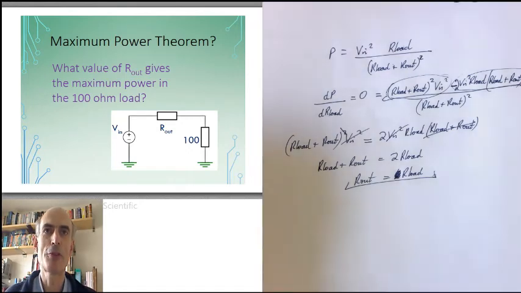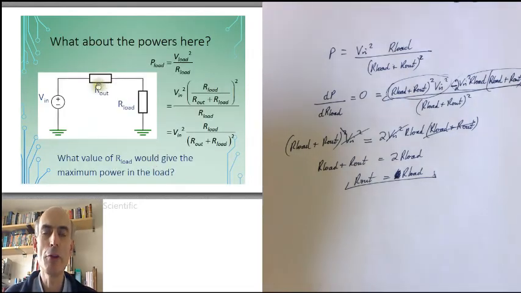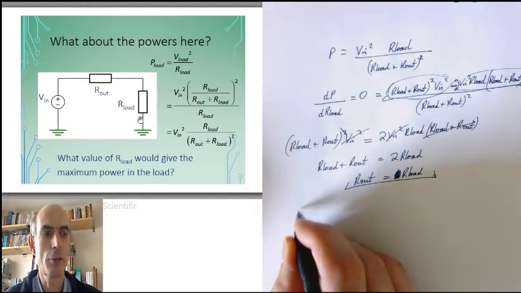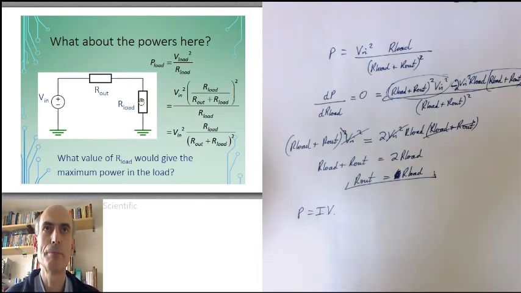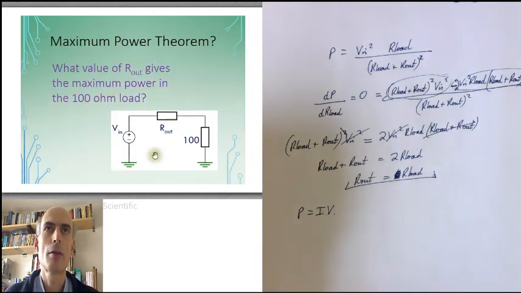The maximum power theorem says that, given a value of R out, the maximum power in the load occurs when R load is equal to R out. Remember, the power is the current times the voltage. If R load is too big, there's a very small current. If R load is too small, there's a very small voltage. However, that's not the problem here. We're not given a value of R out and asked to pick a value of R load. We're given a value of R load and asked to pick a value of R out.